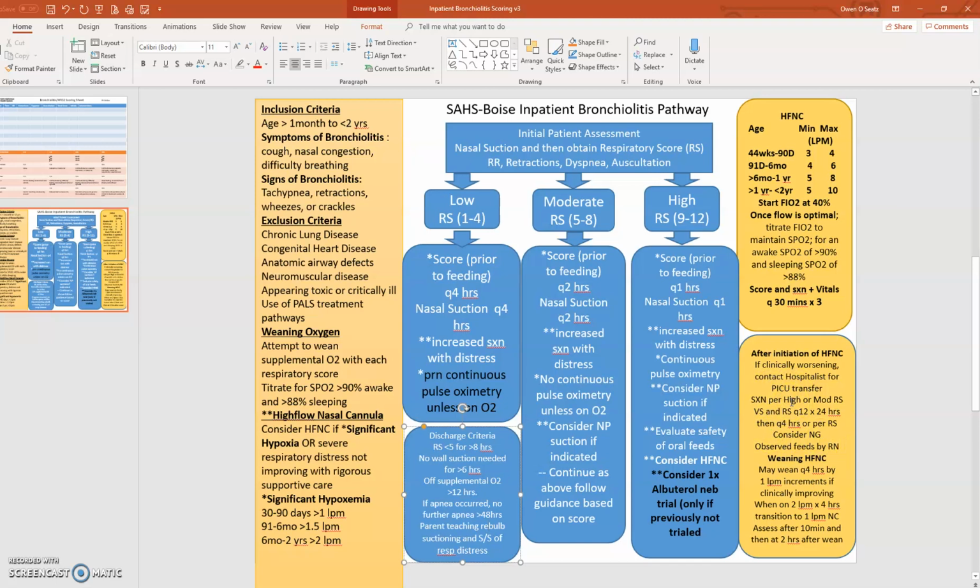I hope this helps. It gives you an idea of why we made the corrections, what we did, and who we're basing the data on. This is based again off the Seattle Children's model, a well-established pediatric hospital. And this is how we're going to utilize this pathway moving forward.